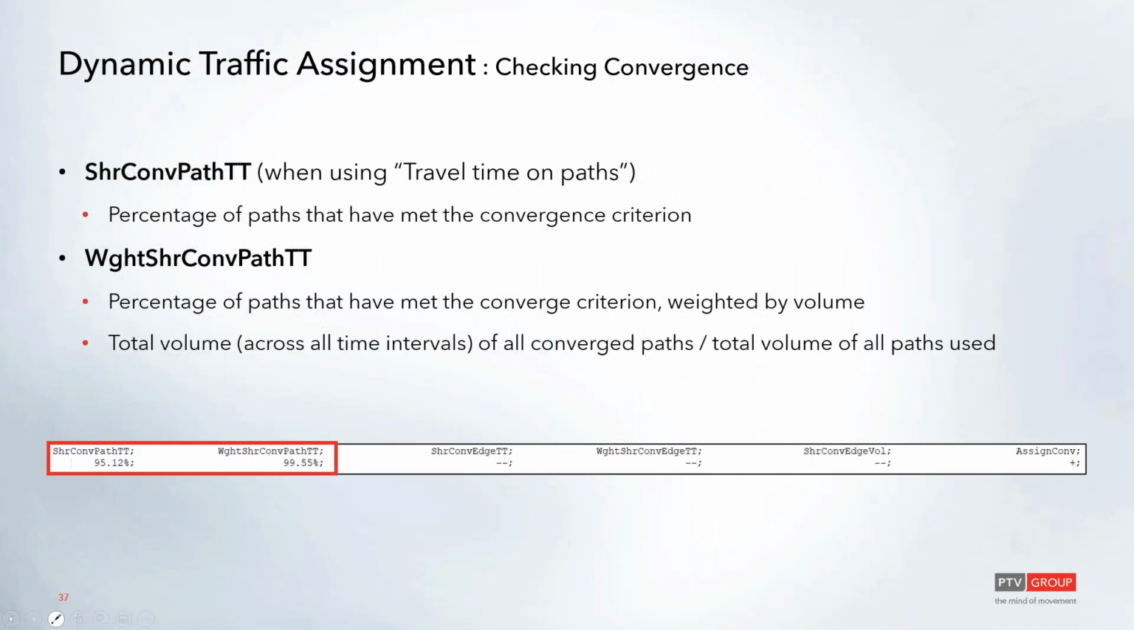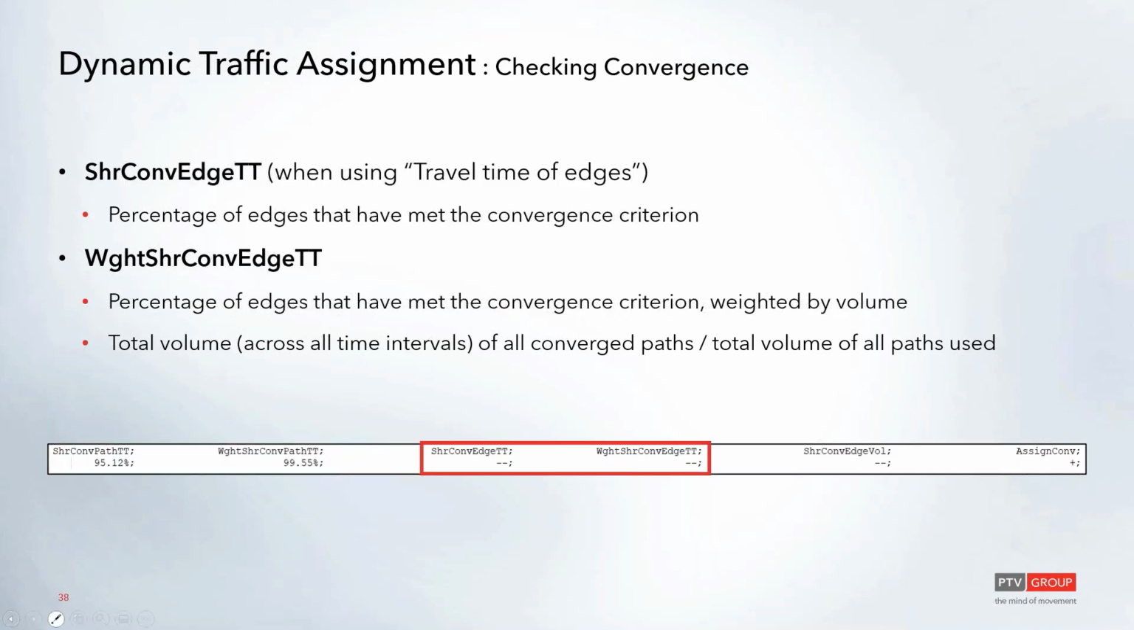And then at the very bottom, we have another couple of lines that tell us about the overall convergence criteria. So depending on which option you have selected, you'll have data displayed down here. In this case, I was using the travel time on paths option. And you'll see here that the first two settings have to do with the percentage of paths that met that convergence criteria, and then you can also see this percentage weighted by volume.